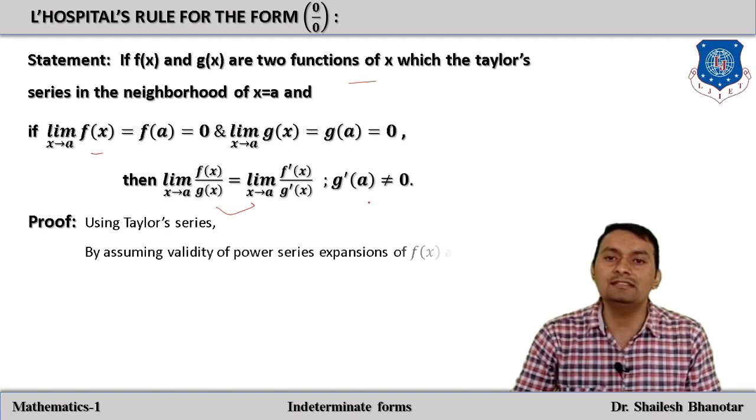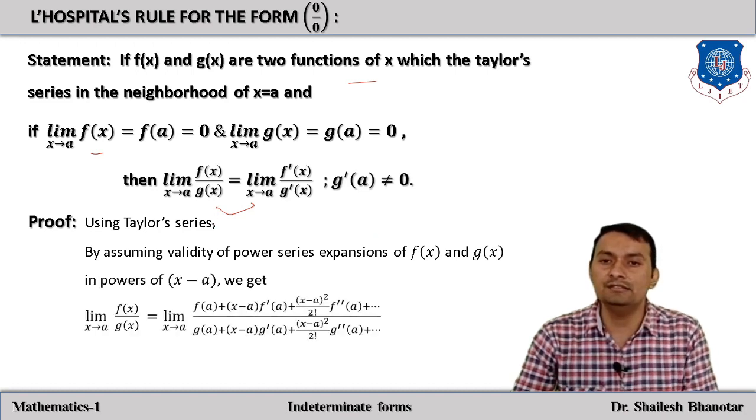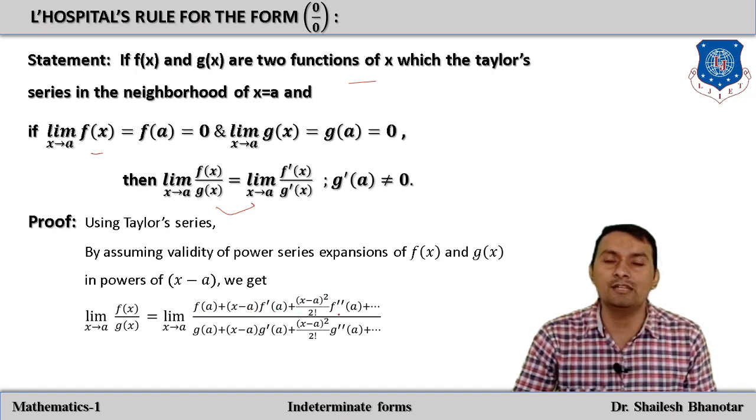First we use the Taylor series expansion. We know that if the function f of x is differentiable at x equal to a, then the function can be represented in powers of x minus a. So we have to use the Taylor series representation. Here we can see that the limit as x tends to a of f of x divided by g of x can be written as the limit as x tends to a of f of x, which is f of a plus (x minus a) f dash at a plus (x minus a) square divided by 2 factorial f double dash at a, and so on.